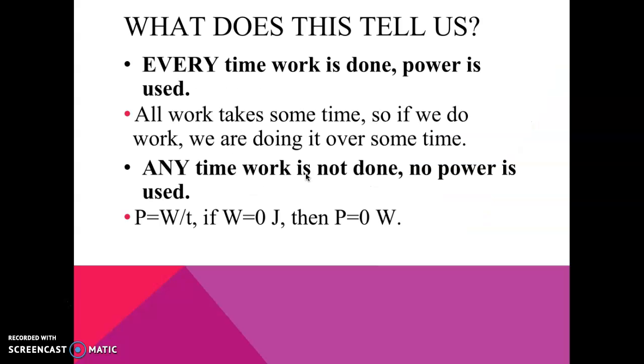So what does this tell us? Looking at these examples, we see that every time work is done, power is used. All work takes some time, so if we do work, we are doing it over some period of time. Anytime work is not done, no power is used. So we said our equation is P equals W divided by T, or power equals work divided by time. If W equals 0 joules, then P will have to equal 0 watts.